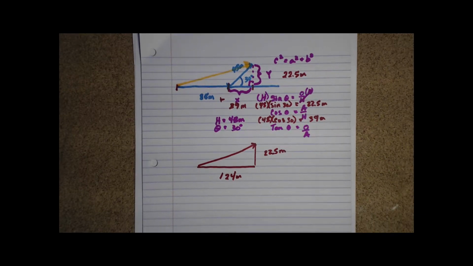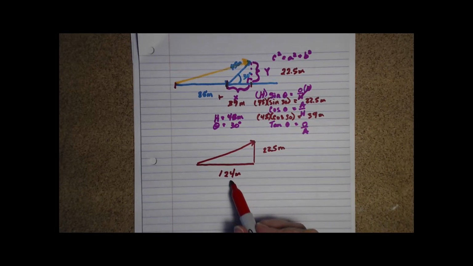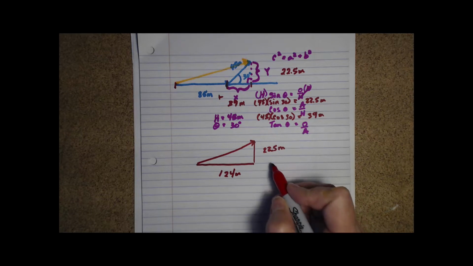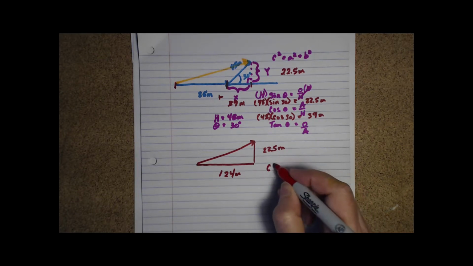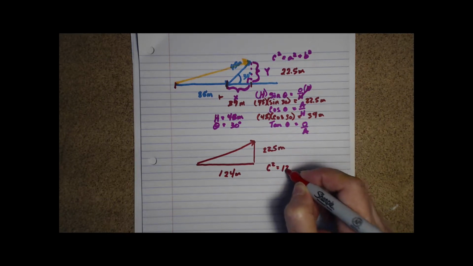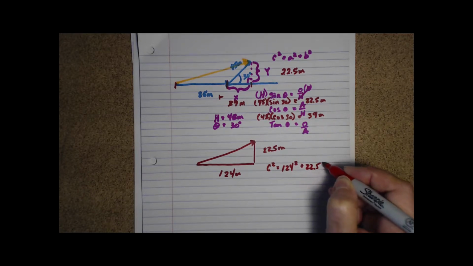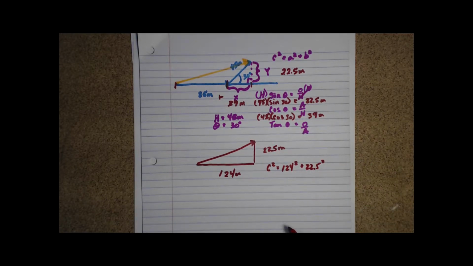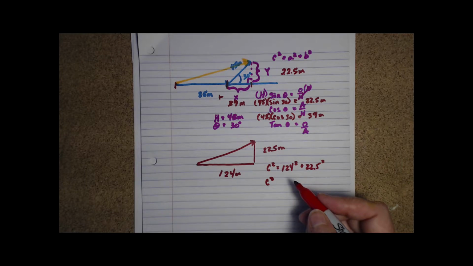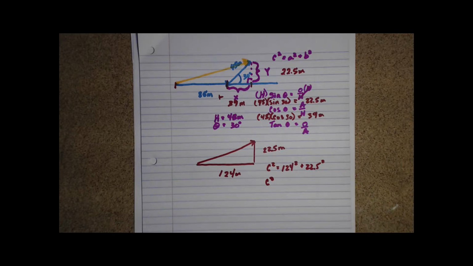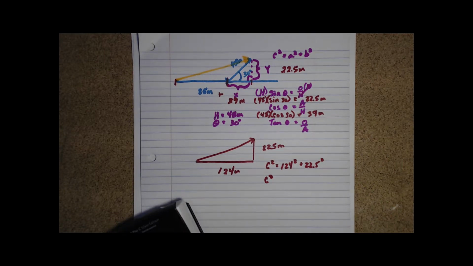Now I can use Pythagorean theorem to solve. My hypotenuse, c squared, is equal to 124 squared plus 22.5 squared. That gives me a value of c squared, let's put that in real quick, 124 squared plus 22.5 squared.